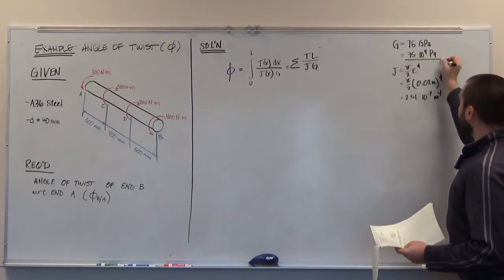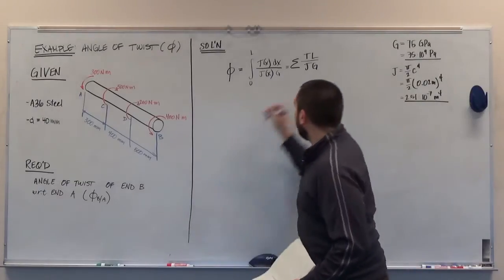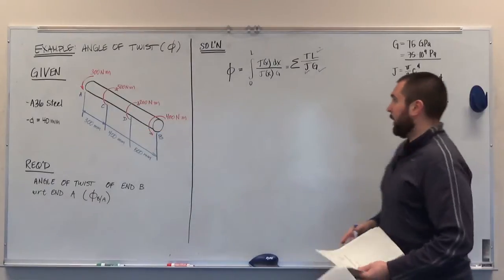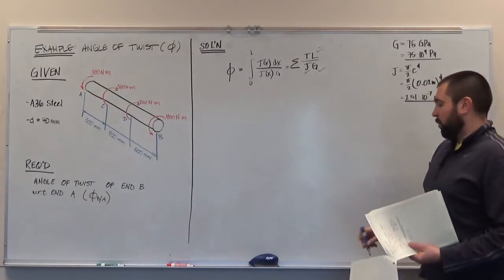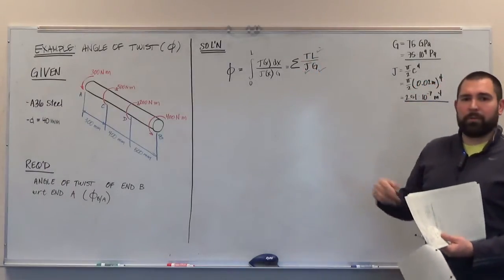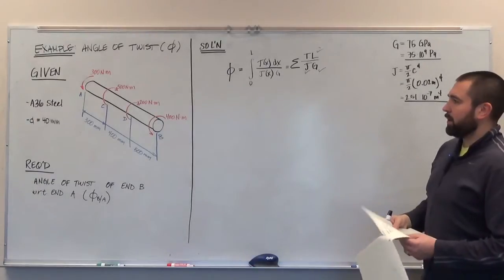Okay, so we have G, we have J, the L's we just pull straight off of the diagram. So the only real work that we have to do for this problem is to figure out the internal torques. And in the previous video that we did, we walked through the procedure of how to do that, so I'm going to go through relatively quickly here.